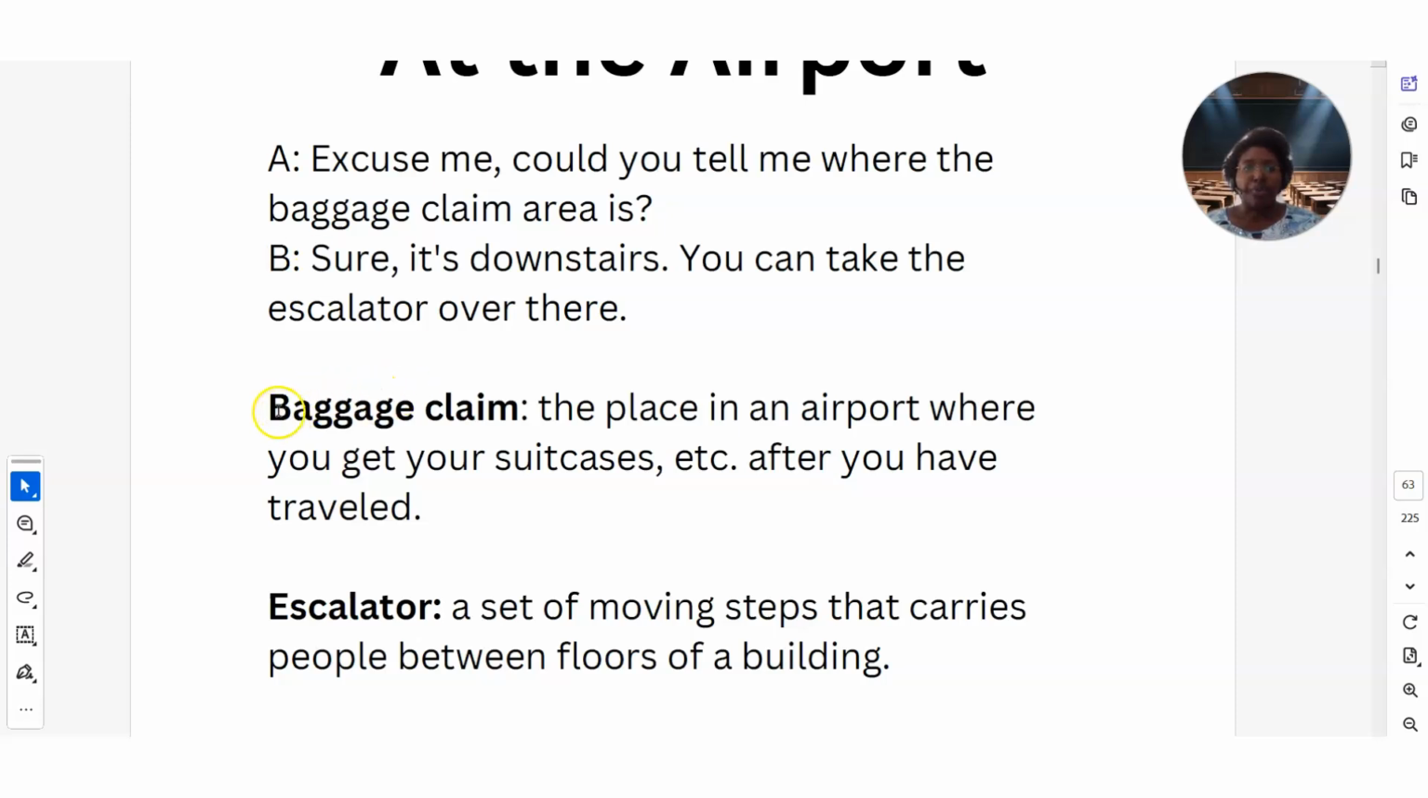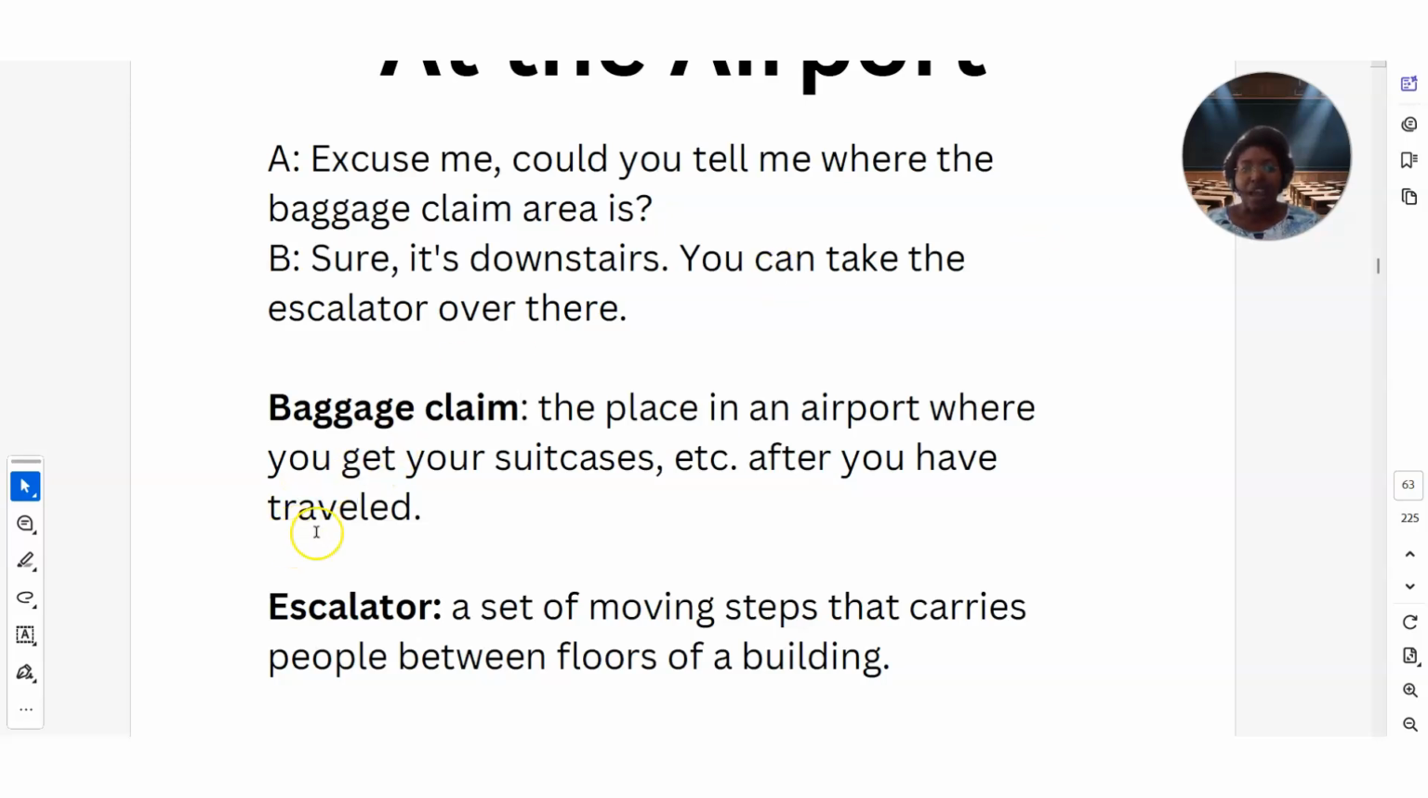So do you know the word baggage claim when you travel? Do you know what it is? So we have it defined here, the place in the airport where you get your suitcases, etc. after you have traveled. So the official name is baggage claim. So you shouldn't be using any other words to describe this area. This is the vocabulary word, baggage claim.